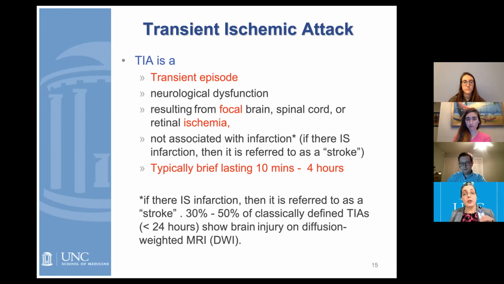If the MRI shows no loss of tissue, in the sense that there's no dead tissue, we know it's a TIA or a mini stroke. Whereas if there is cell death or tissue death, then that is a stroke. So that's a little bit of the difference.